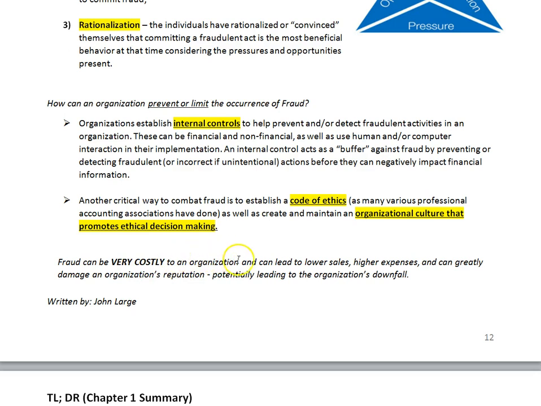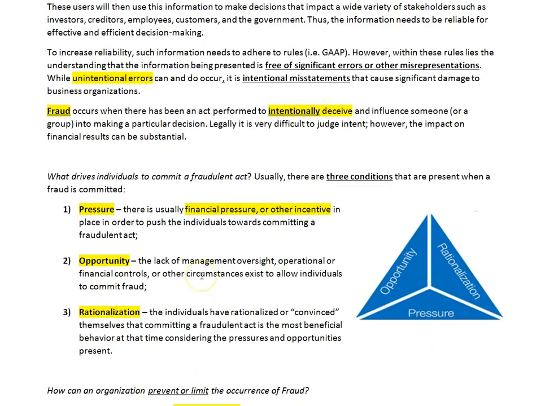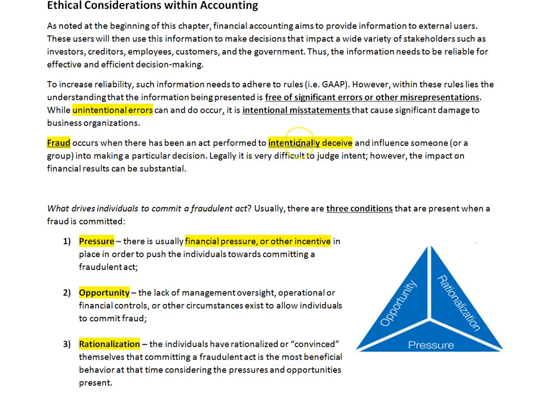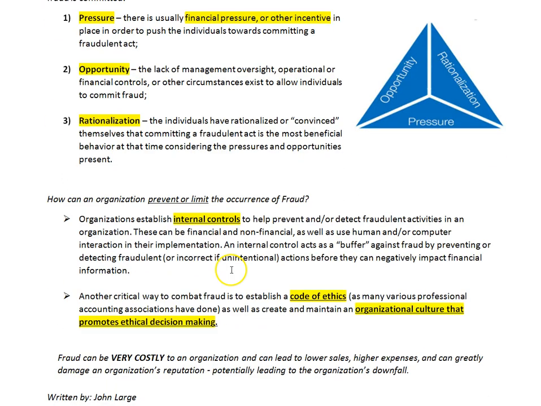It says fraud is very costly to an organization, can lead to lower sales, higher expenses, and greatly damage an organization's reputation. That's very true. If intentional misstatements on a financial report become public knowledge, investors will really downgrade the corporation's stock very quickly.